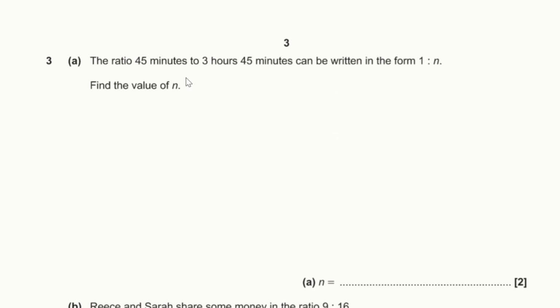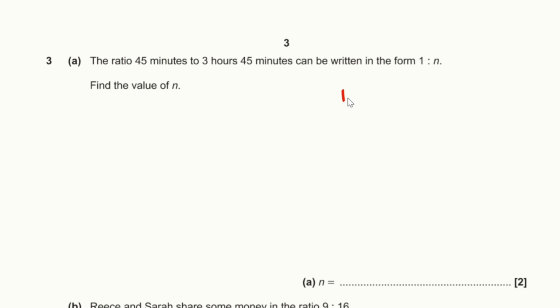Question number 3. For part A, the ratio of 45 minutes to 3 hours 45 minutes can be written in the form 1 to n. We have to find the value of n. You will notice here we have hours and we've got minutes elsewhere. We need to begin by getting the units the same.